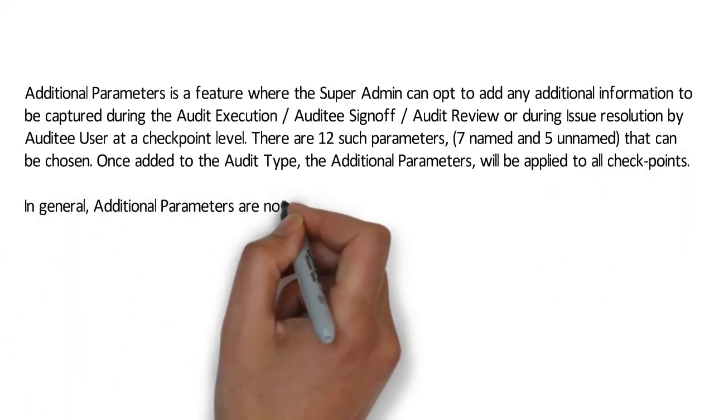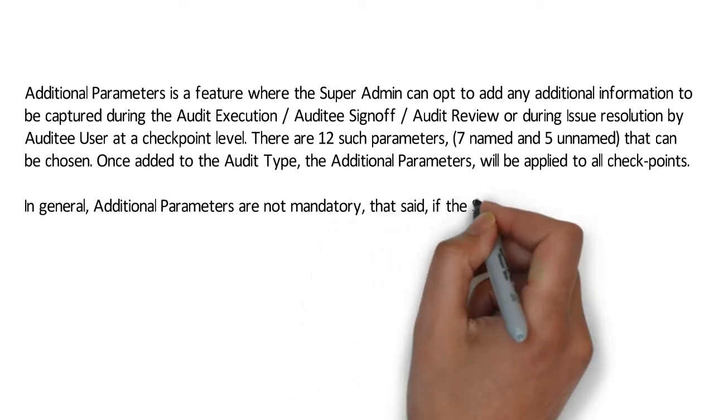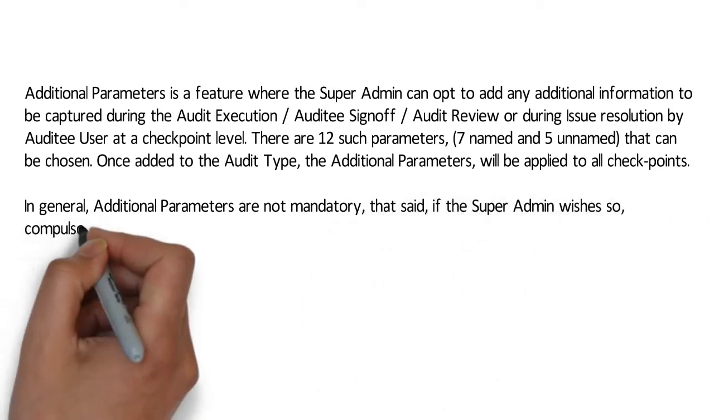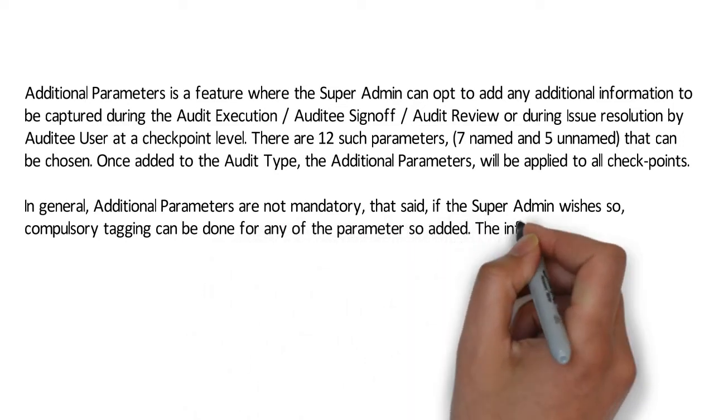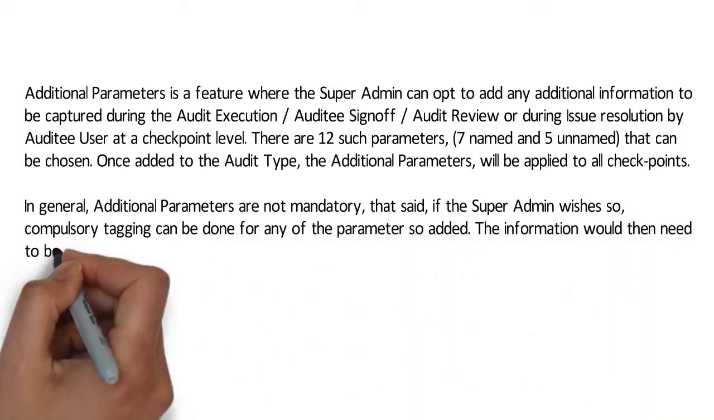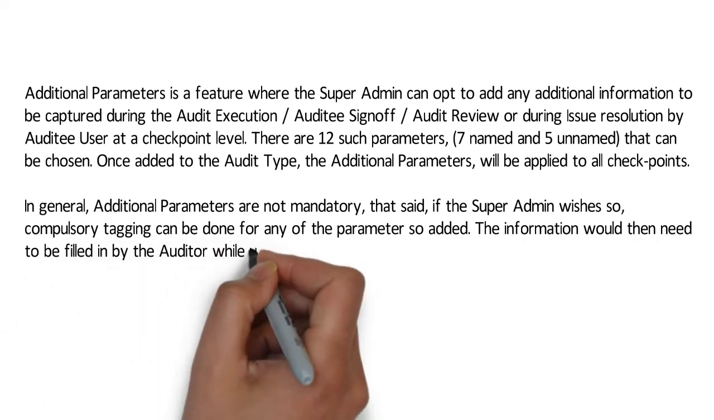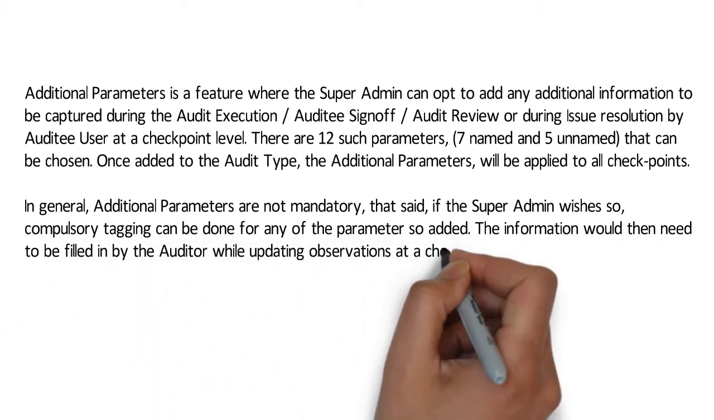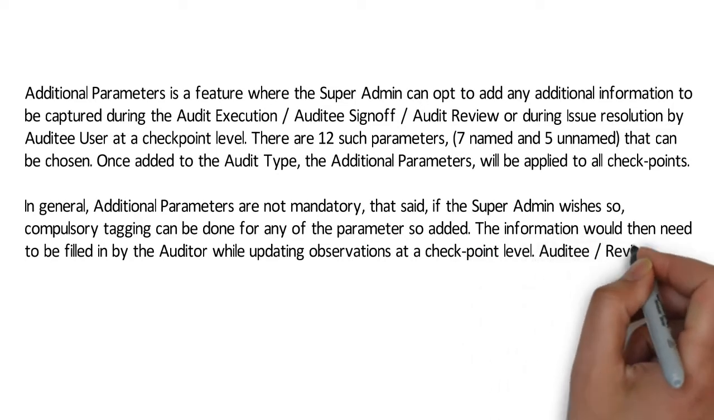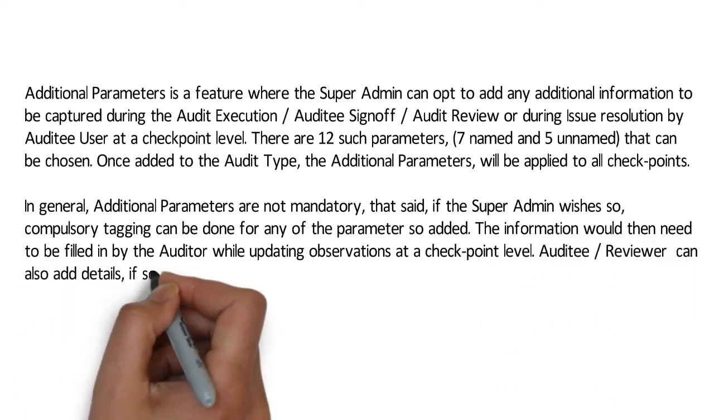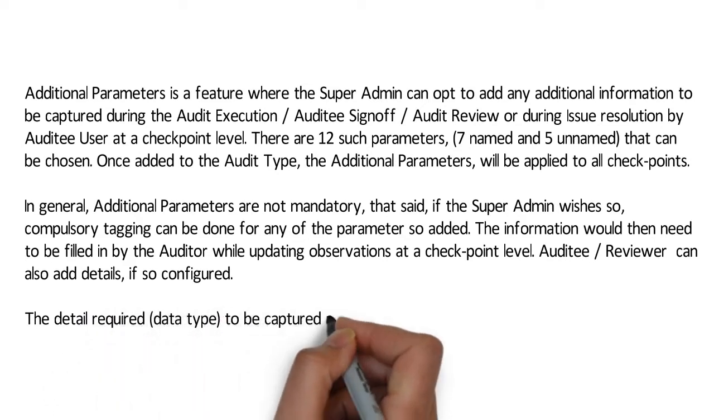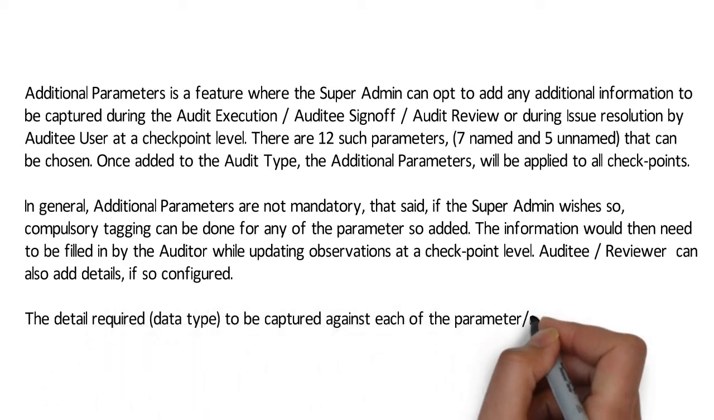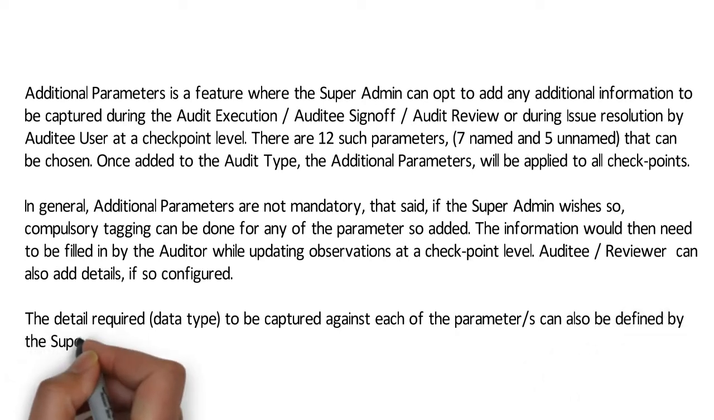In general, additional parameters are not mandatory. That said, if the superadmin wishes so, compulsory tagging can be done for any of the parameters so added. The information would then need to be filled in by the auditor while updating observations at a checkpoint level. Auditee/reviewer can also add details if so configured. The detail required, data type, to be captured against each of the parameters can also be defined by the superadmin.